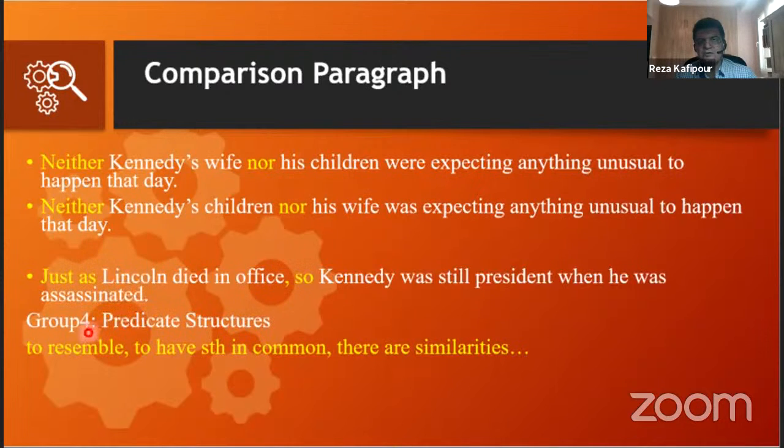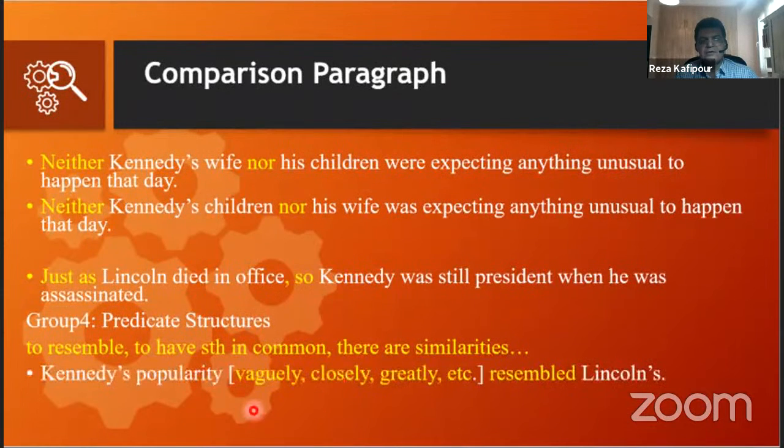This fourth group is the use of a verb, what we call the predicate structure. We may just use a verb to show that we are comparing two persons or things based on similarity. So the structures are resemble, to have something in common, or there are similarities. The last two structures, to have something in common and there are similarities, are very good structures to formulate a topic sentence for a paragraph of comparison. So let's see how we can use them in examples.